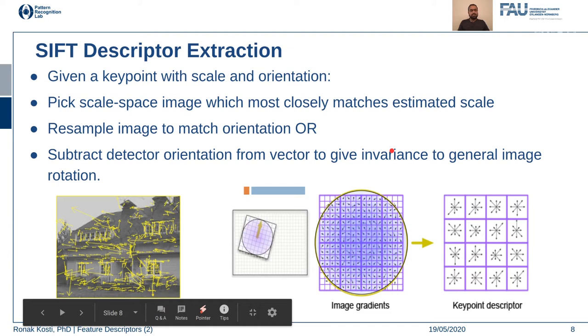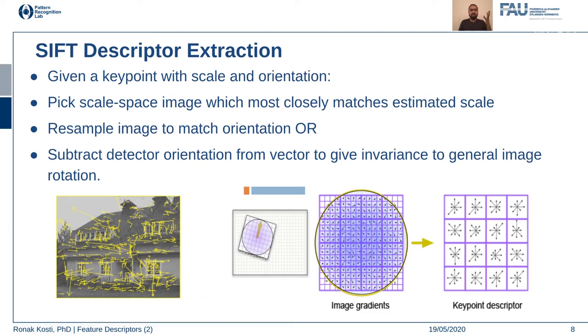Descriptor extraction for SIFT is, so given a key point with a particular scale and orientation, it could be any key point that we detected in the previous methods using MSER or even corners or even edges and so forth, and we pick the scale of the image which matches closely the estimated scale, okay, and then we resample the image to match that orientation. And the next step would be to subtract the detector orientation from the vector to give invariance to general image rotation. So what does this mean actually?